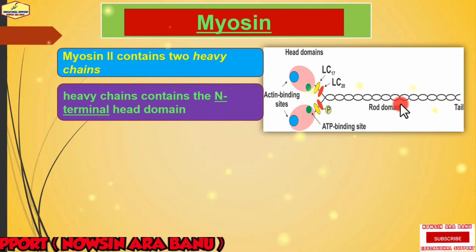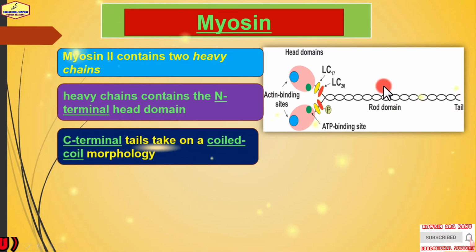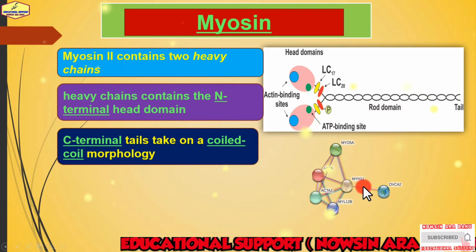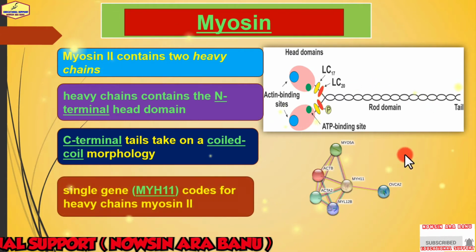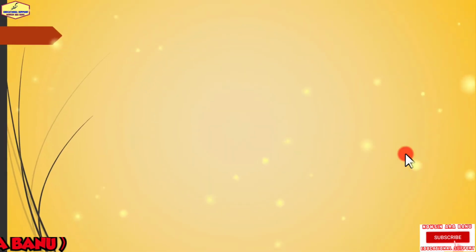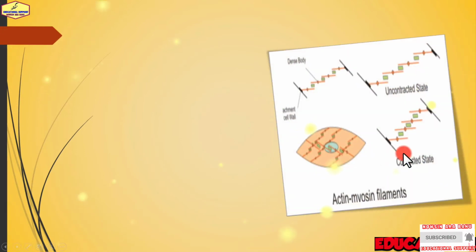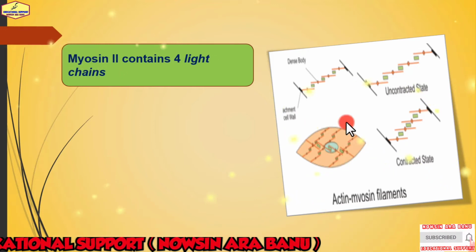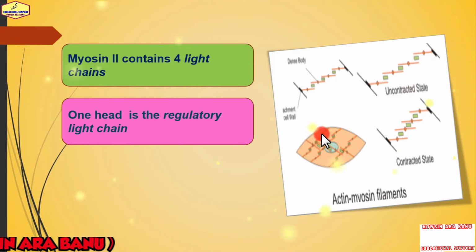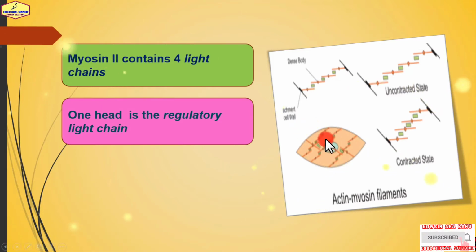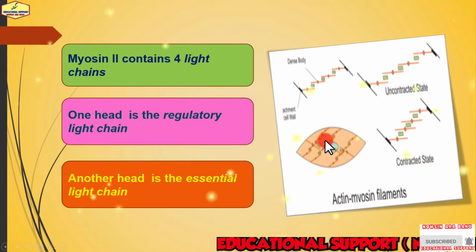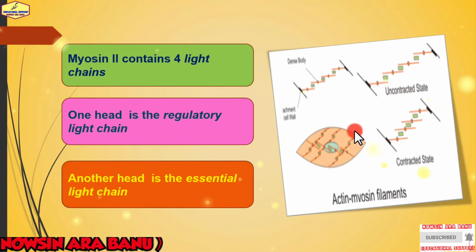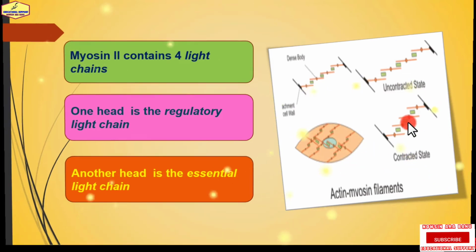In smooth muscle, there is a gene, MYH11, that codes for the heavy chains of myosin 2. Myosin 2 contains 4 light chains, resulting in 2 per head, and these bind the heavy chains in the neck region between the head and tail. One is known as the regulatory light chain and actively participates in muscle contraction, and the other is known as the essential light chain.